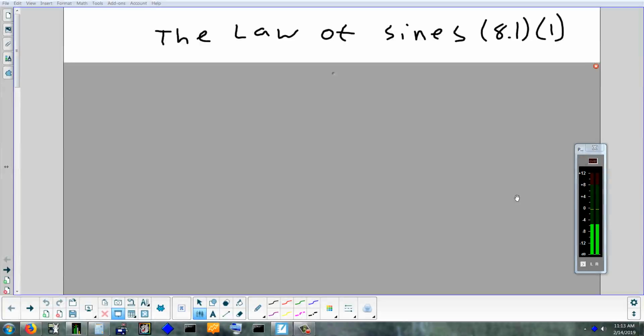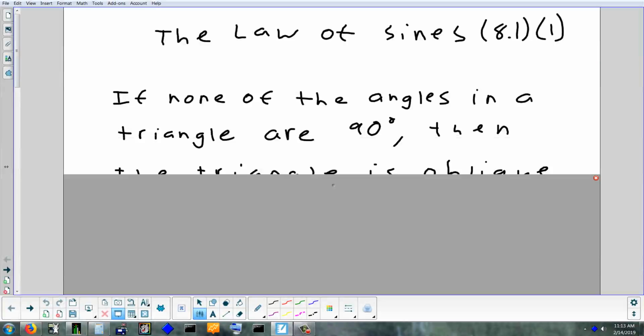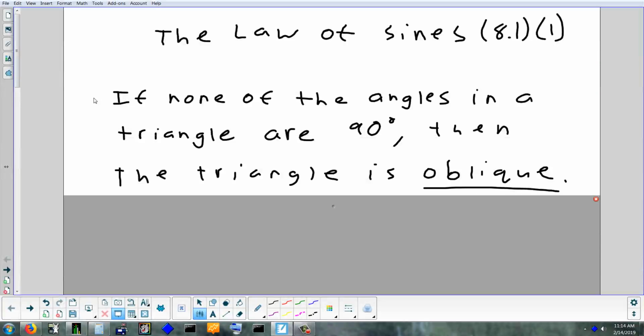Okay, so last section we'll look at is 8.1. We're actually going to split it into two sections. We'll do part now, and then we'll do part of it next time we have class. So if you're dealing with triangles where you don't have a 90-degree angle, then you can't use the Pythagorean theorem. Pythagorean theorem only works when you have a right angle.